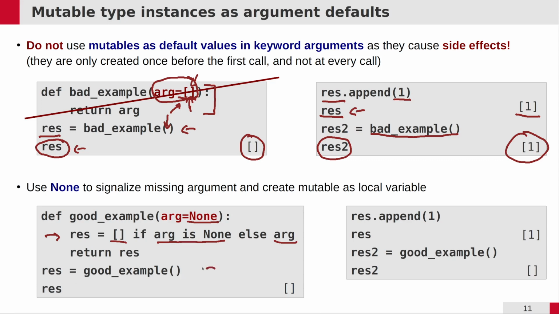If I'm just calling the function the first time, the result is an empty list. I can manipulate this empty list which I got back, and then it has, of course, some value appended. But if I try to call the function again, like the function good example again, I get the empty list back again as expected.